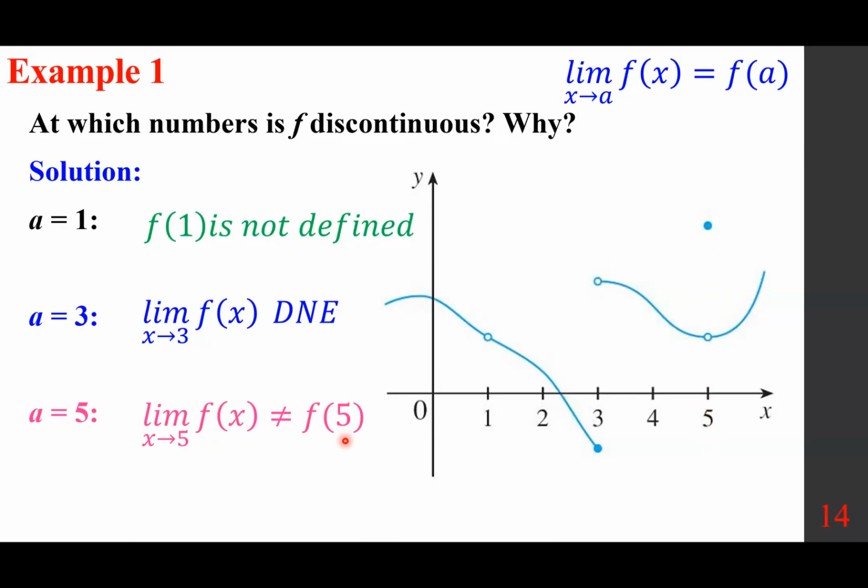So we don't know f of 1. At 3, the limit doesn't exist. At 5, the limit exists and we know f of 5, but they are not identical.